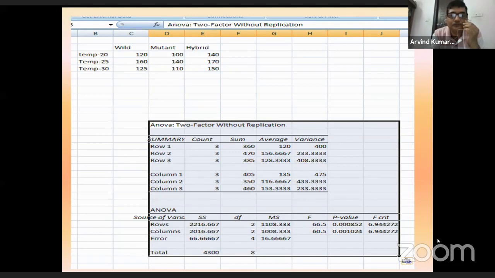So there is a very significant difference. Wild type, mutant and hybrids have significantly varying numbers of eggs. That way you find that both factors influence egg laying, or the number of eggs laid. This particular aspect is affected by both the type of stock as well as the temperature.